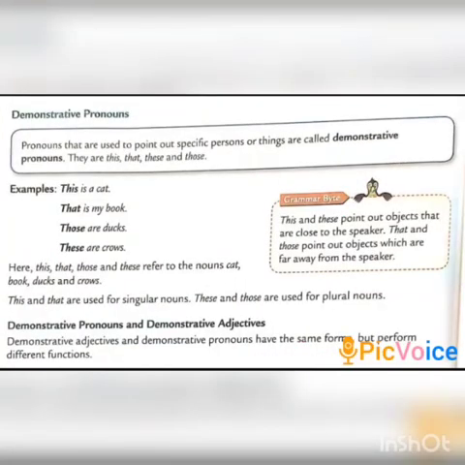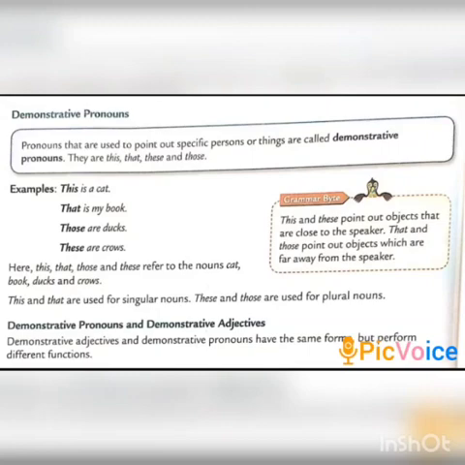Now second type of pronouns is demonstrative pronouns. Pronouns that are used to point out specific persons or things are called demonstrative pronouns. They are this, that, these and those. For example, this is a cat, that is my book, those are ducks, these are crows. Here this, that, those and these refer to the nouns cat, book, ducks and crows. This and that are used for singular nouns, these and those are used for plural nouns. Now note that this and these point out objects that are close to the speaker. That and those point out objects which are far away from the speaker.